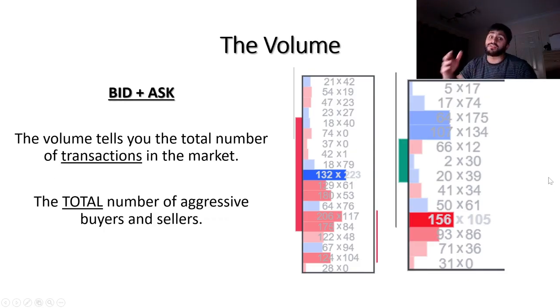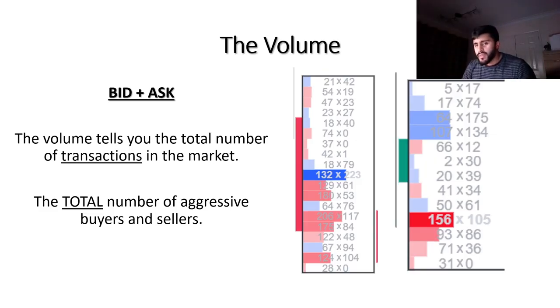The volume is the bid and the ask. So the volume gives you the total number of transactions hitting the markets at that given moment. It's the bid plus the ask, right? So for example, you will see here 21 by 42. So that's 21 hitting the bid. That's 42 market participants hitting the ask. So that's 21 aggressive sellers versus 42 aggressive buyers. Now that will give us a blue delta, which is what you see over here. So there's more aggressive buyers than there are aggressive sellers.